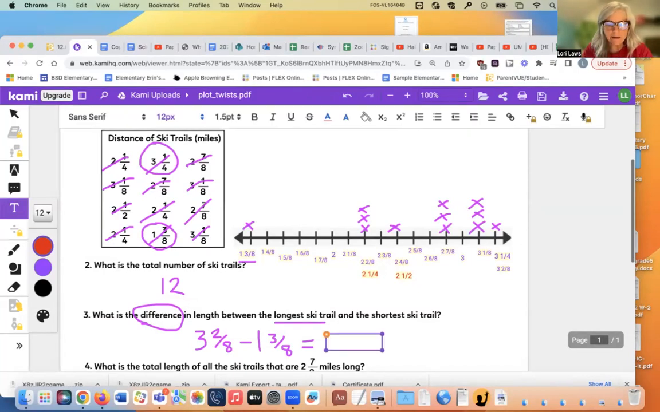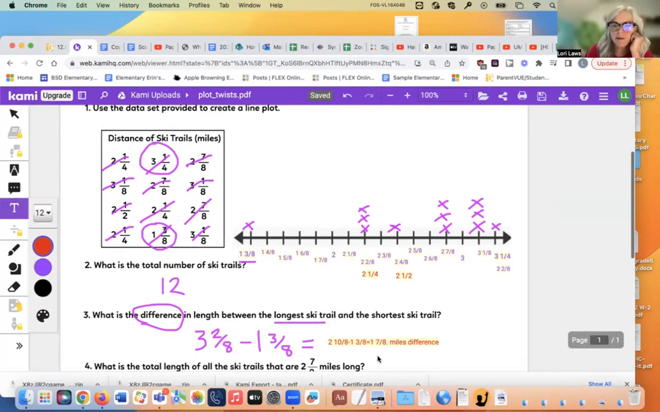Did you guys see how I did that? I had to borrow 8/8 from the 3, and then I added the 8/8 to the 2/8, and that made 10/8, which is more than 1, minus 1 3/8. All right, well, 2 minus 1 is 1, and 10 minus 3 is 7/8. 1 7/8 is my difference. 1 7/8. And let's see, what are we talking about? We're talking about miles. Miles. Difference.